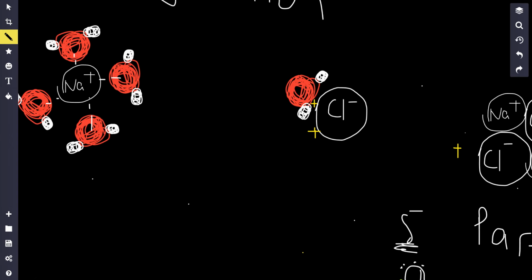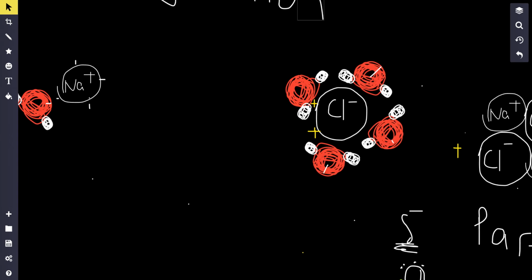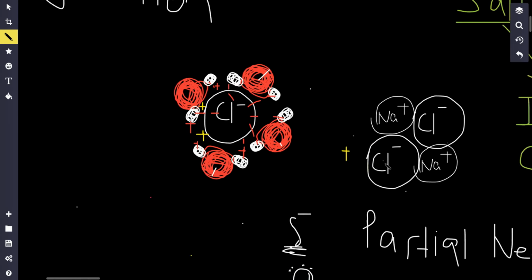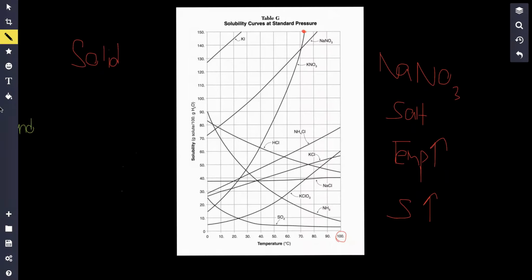This time, if I were to draw this diagram, it would look like this. So now, because my Cl minus has a negative charge, negative charges get attracted to my partial positive hydrogens. So all of these hydrogens are going to attract my Cl minus ion, and it's going to form this sphere of hydration.